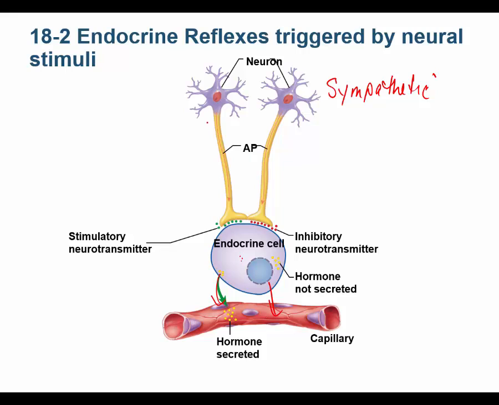Now, I can have one neuron that comes down here and stimulates it. I can have another neuron that comes down here and inhibits it. Says don't secrete. So I actually can have dual control here. I can have one neuron that has a stimulatory effect and says, hey, release epinephrine. I can have another neuron that has an inhibitory effect and says, hey, don't release epinephrine. But either way, these are neural stimuli telling the endocrine cell to secrete or not secrete its hormone.